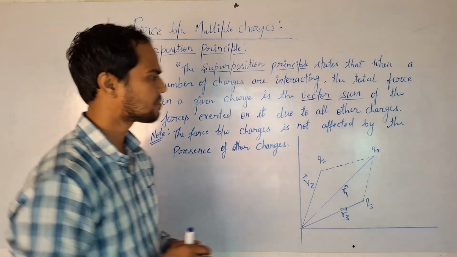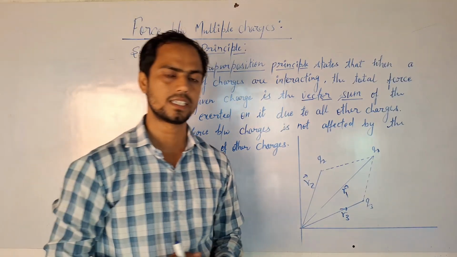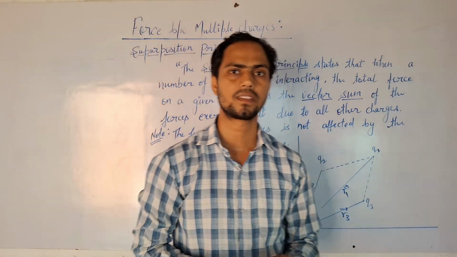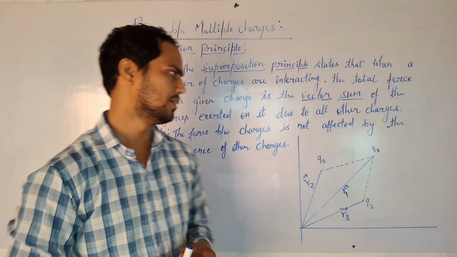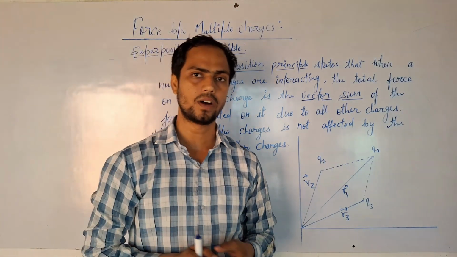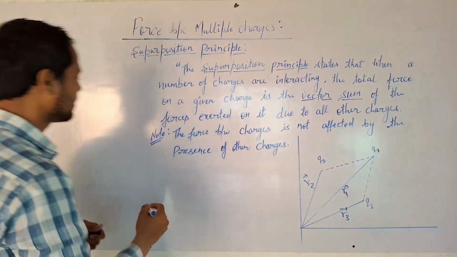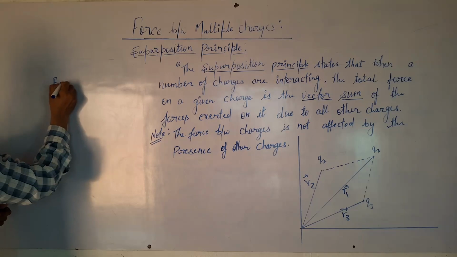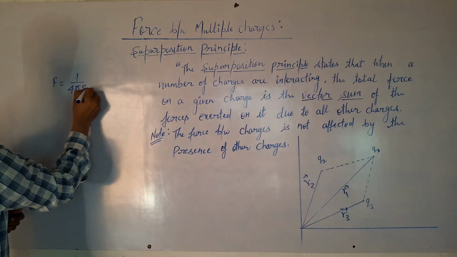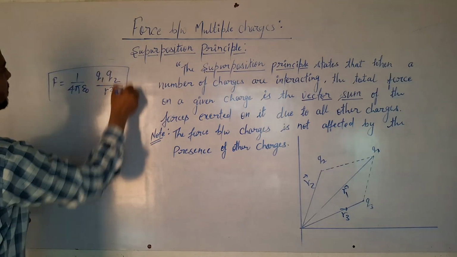Just a recap. Coulomb's law states that the electrostatic force between two charges is directly proportional to the product of their magnitudes Q1 and Q2 and inversely proportional to the square of the distance between them. Mathematically we can write F equal to 1 upon 4 pi epsilon naught, Q1 Q2 upon r square.